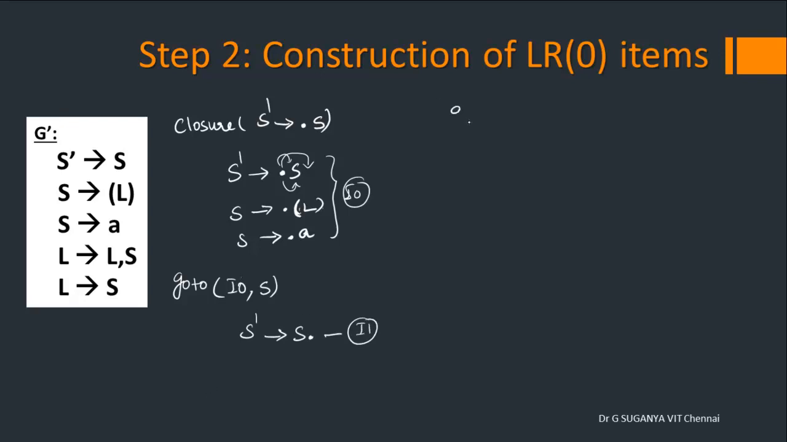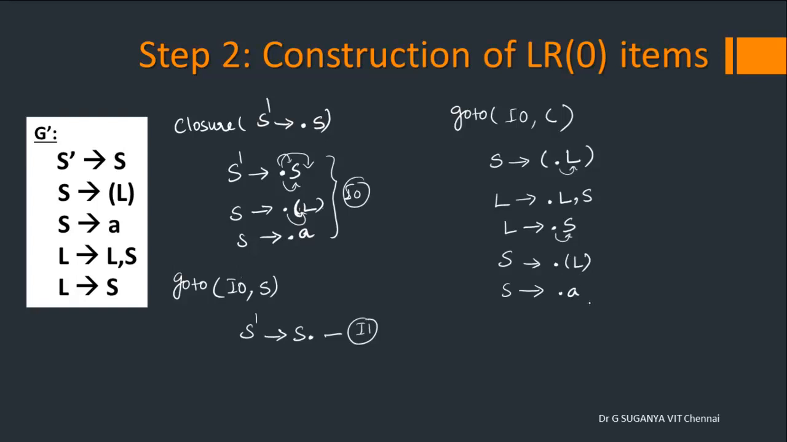Now goto of I0 comma, the next symbol is left bracket. We have to move the dot to the next position. It represents the fact that we have seen left bracket on the input. So it will come like this. After adding this goto, we saw that dot is followed by L, which is a non-terminal, so we have to include L's production. Listen carefully. We have included L's production. Once added, we could see that dot is followed by S again, which is a non-terminal, so you have to add S production also.